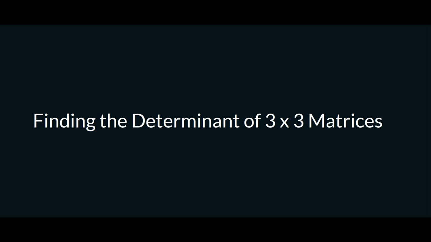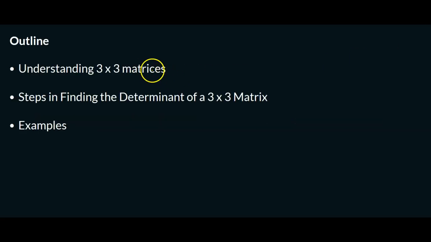Let us look at how to find the determinant of 3 by 3 matrices. To do this, we're going to first understand what this type of matrices are. What are 3 by 3 matrices? Then we're going to walk through the steps that we need to follow to find the determinant of a 3 by 3 matrix, and then we'll do some examples together applying those steps.